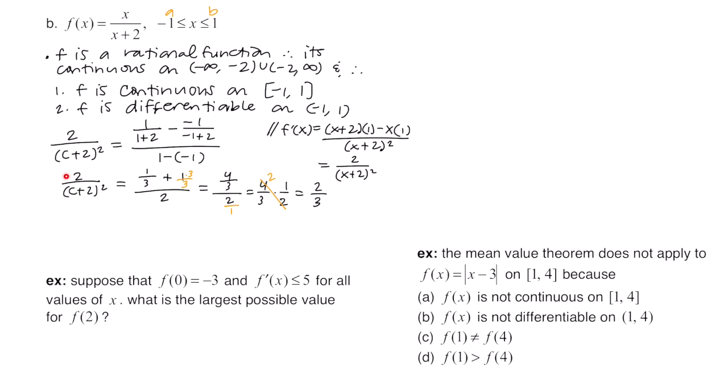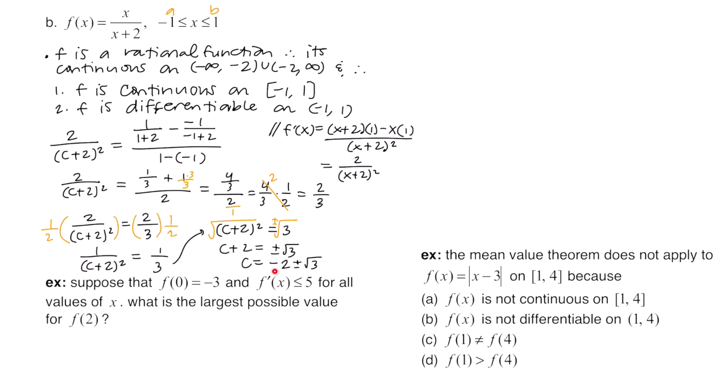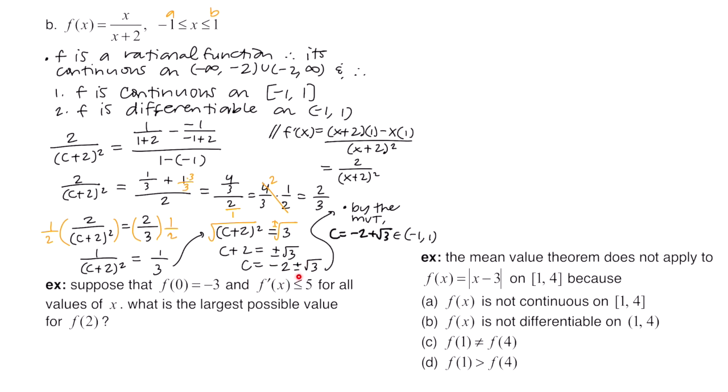So now we set this expression equal to 2/3. Next, I'm going to divide both sides by 2. And at this point, we're going to cross multiply. So we get c plus 2 quantity squared equals 3. And we're going to square root both sides, put a plus or minus. And we end up getting c equals negative 2 plus or minus the square root of 3. Since c equals negative 2 minus root 3 is not in the open interval from negative 1 to 1, I have right here by the mean value theorem, c equals negative 2 plus root 3 is in the open interval from negative 1 to 1, so this satisfies the conclusion of the mean value theorem.